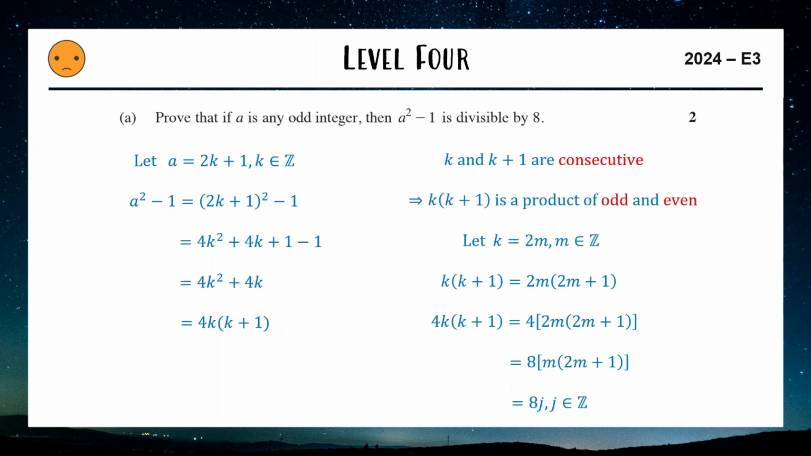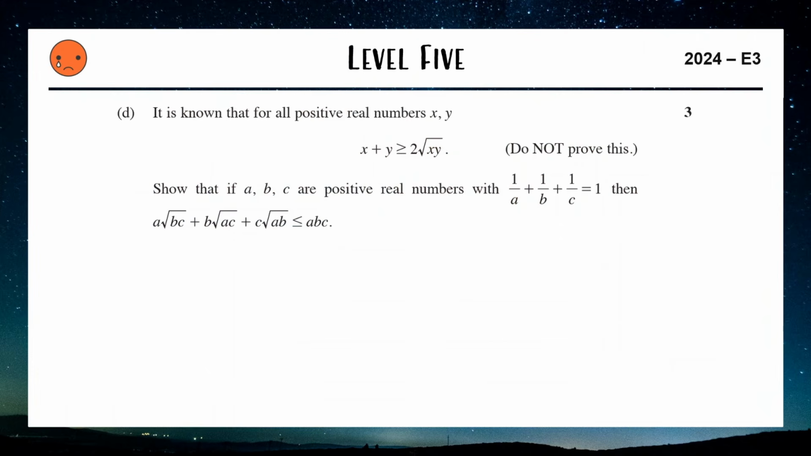Okay, moving on to level 5, we have another inequality question. This one's pretty nasty. It is known that for all positive real numbers x and y, x plus y is greater than or equal to 2 times the square root of xy. Do not prove this. All right, Nessie, you don't have to tell me twice. All right, this one's from the 2024 exam. It's worth 3 marks, which is a hefty chunk of your exam.